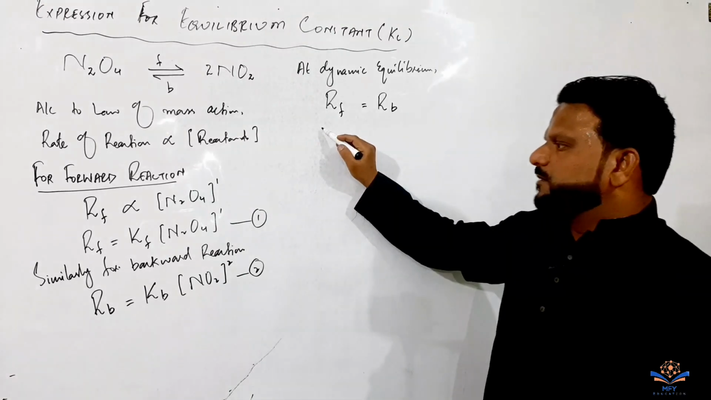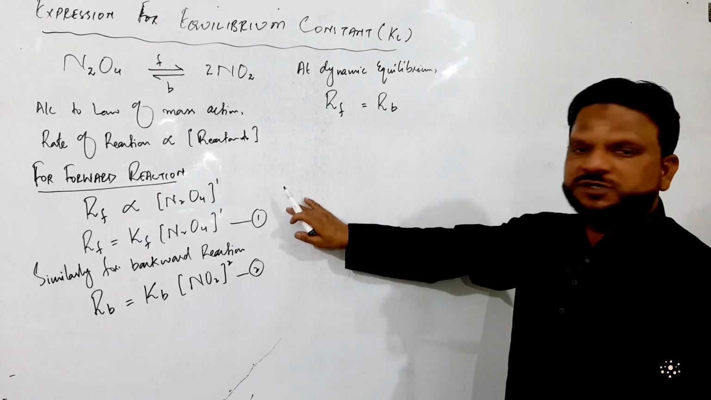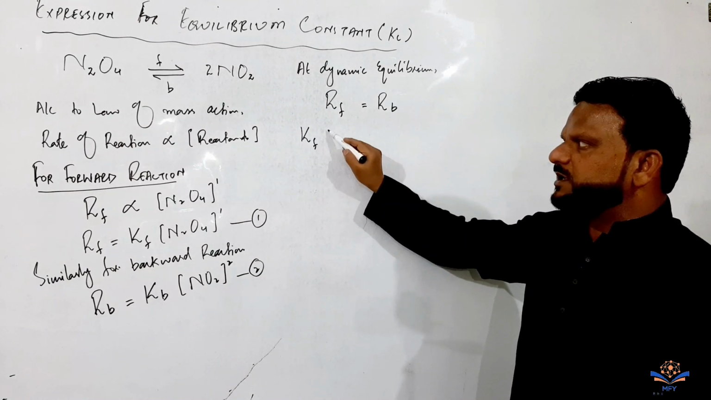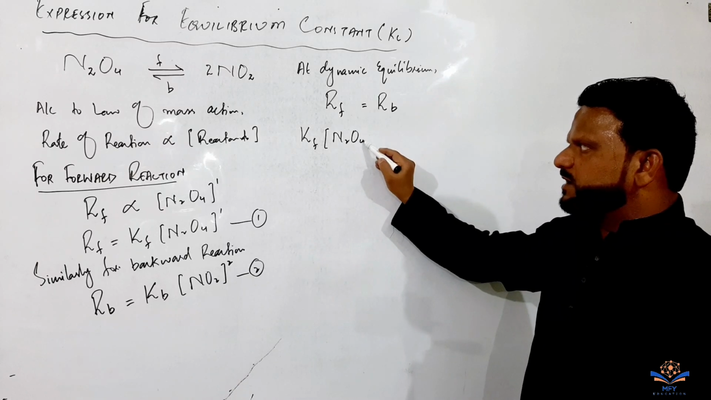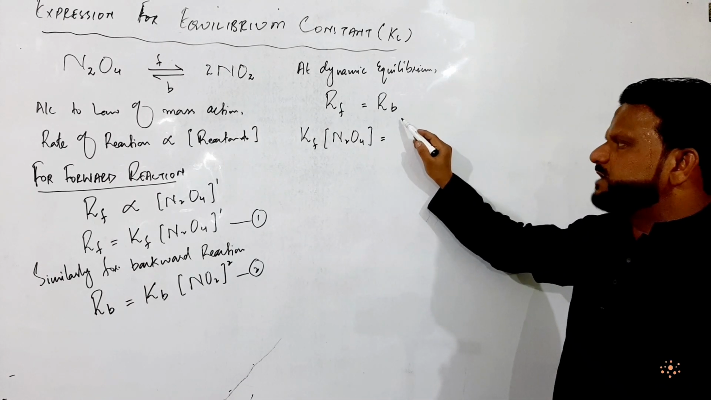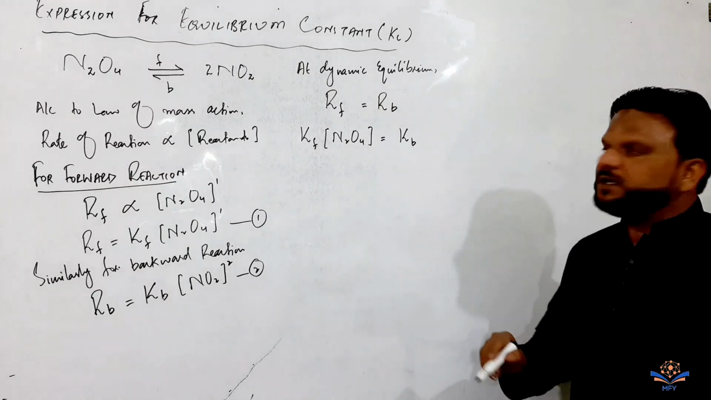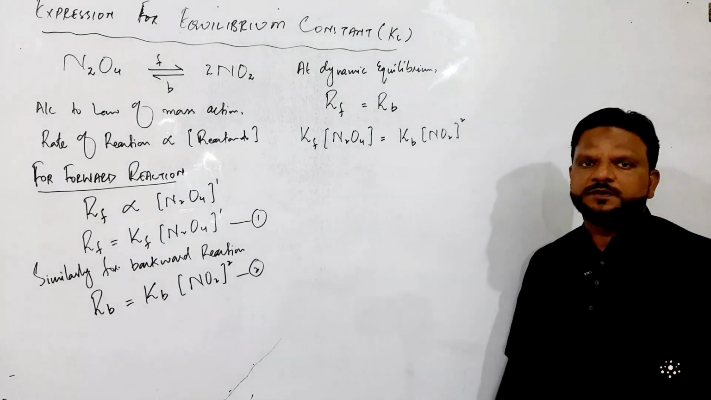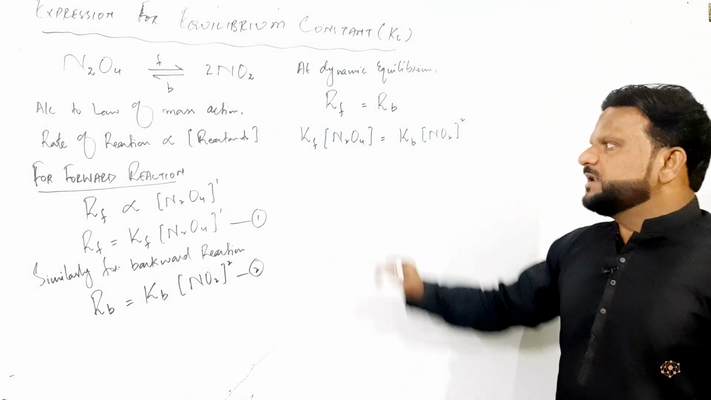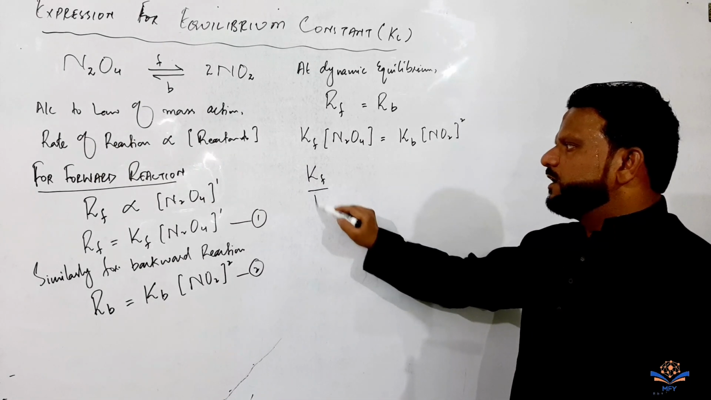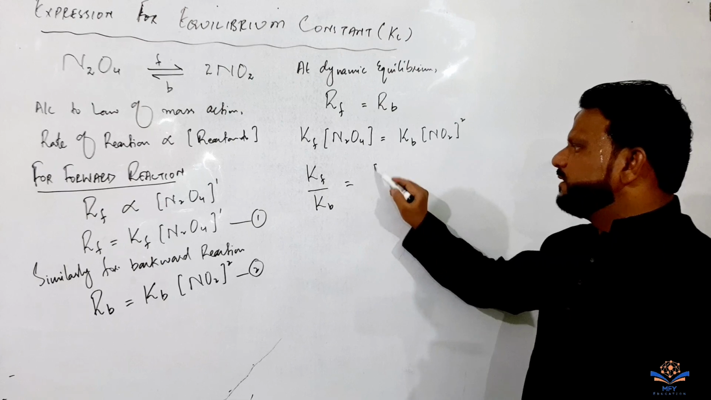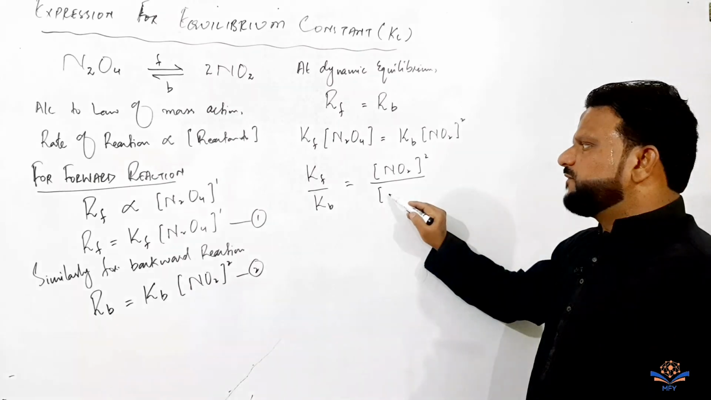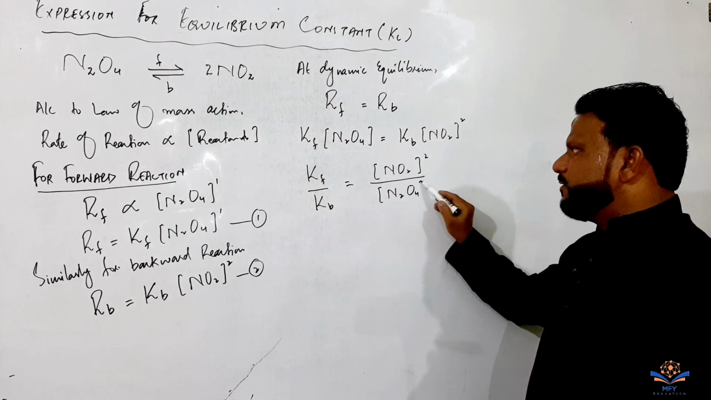It means that put the value of Rf and Rb from equation 1 and 2 in above equation. Rf will be equal to constant for forward reaction and active mass of dinitrogen tetraoxide, and rate of backward reaction will be equal to constant for backward reaction and active mass of nitrogen dioxide with coefficient 2. Now by cross multiplication, constant for forward reaction over constant for backward reaction will be equal to active mass of product, that is NO2, divided by active mass of reactant, that is dinitrogen tetraoxide power 1.